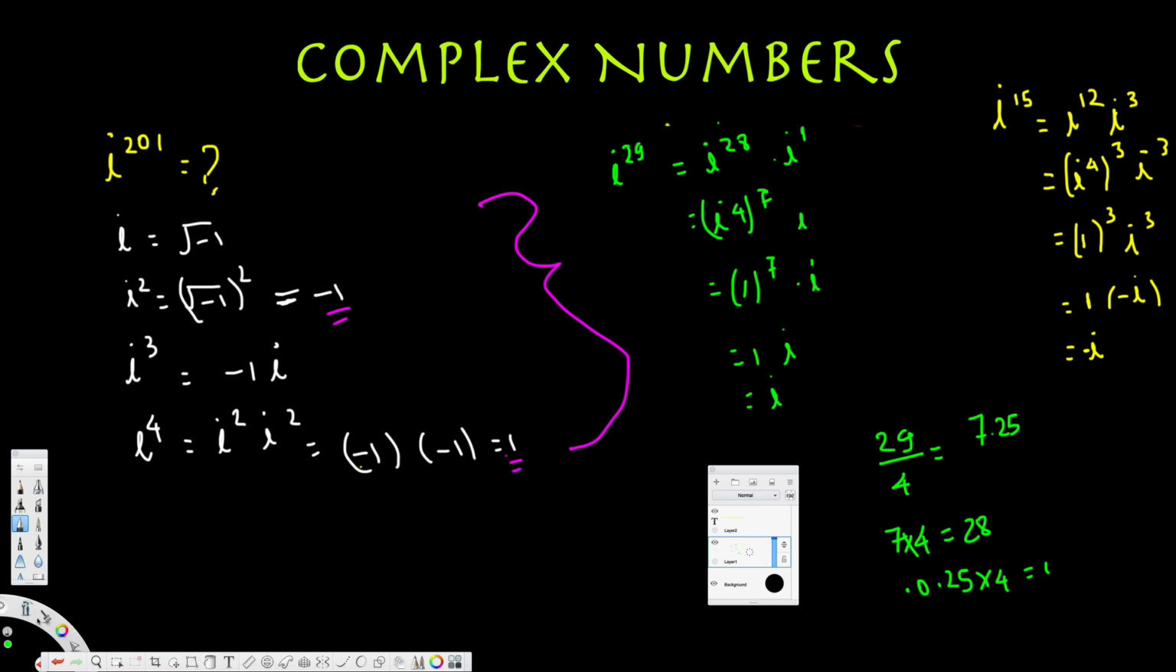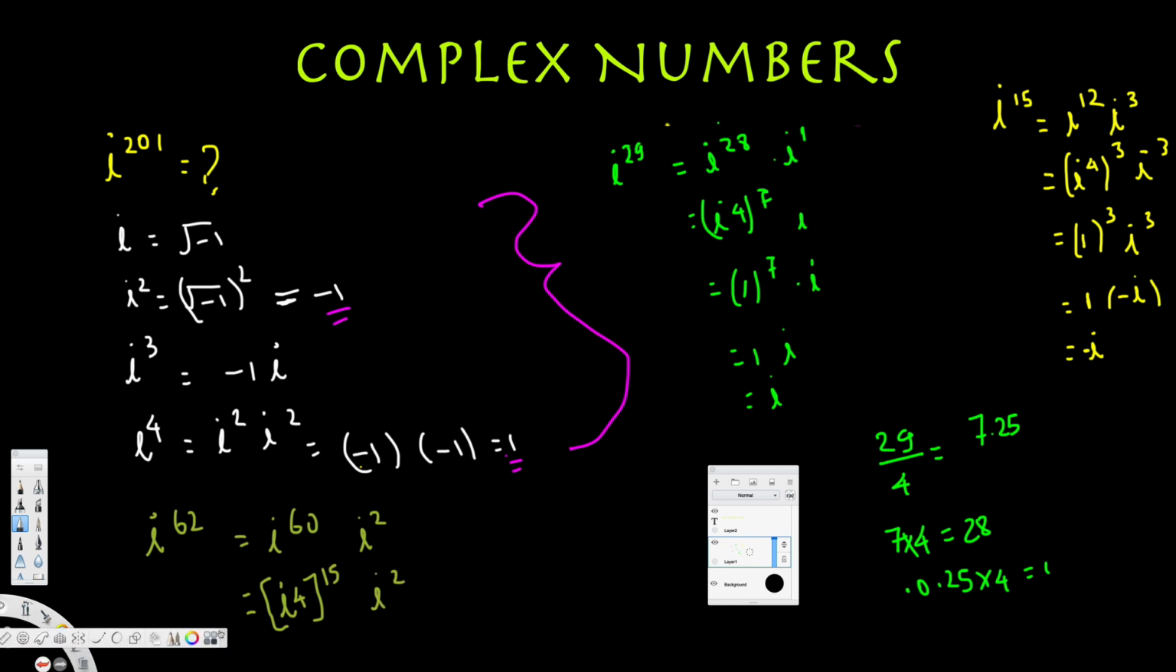Now let's look at another example. Let's say we have i power 62, and the multiple of 4 close to 62 is 60, and the other one is 2. 4 multiplied by what gives us 60? 4 multiplied by 15 gives us 60. So i power 60 is i power 4 to the power 15, and we have i power 2. We know that i power 4 is 1, and 1 to any power is 1, and we have i square. i square is basically negative 1, and 1 times negative 1 is negative 1. That's the answer for this one.